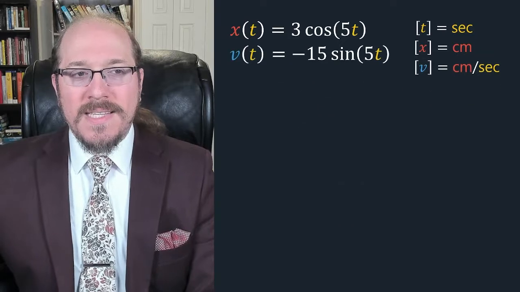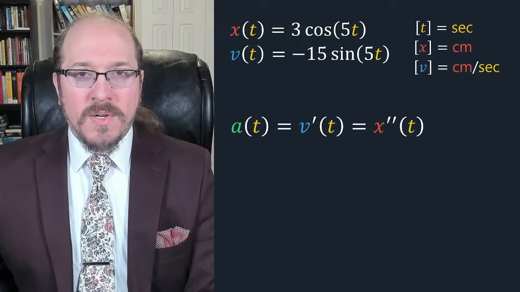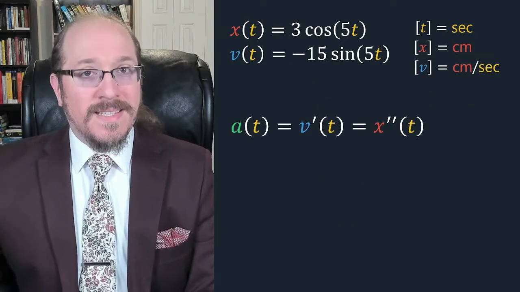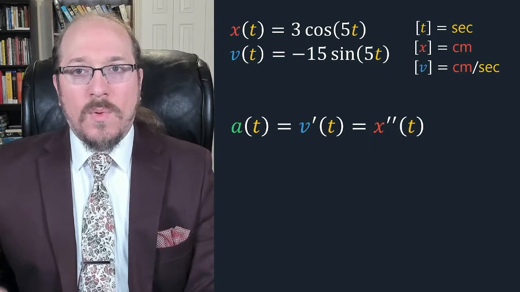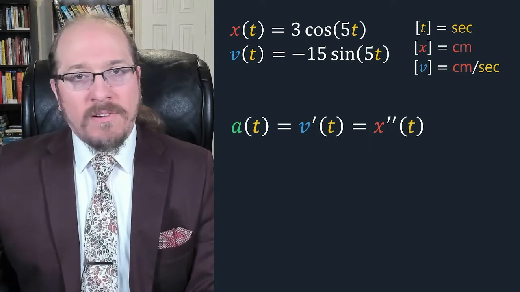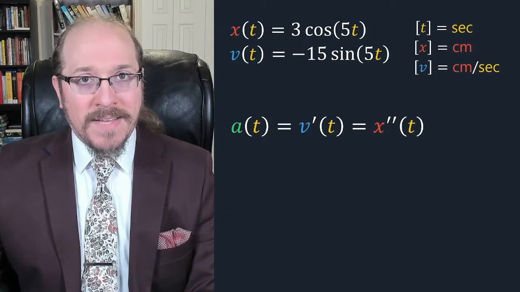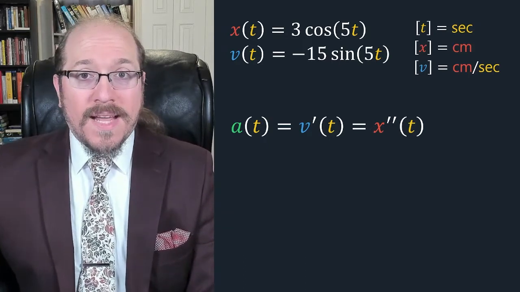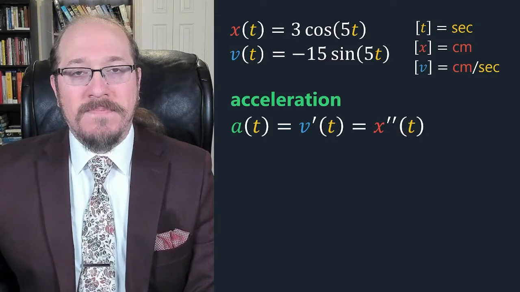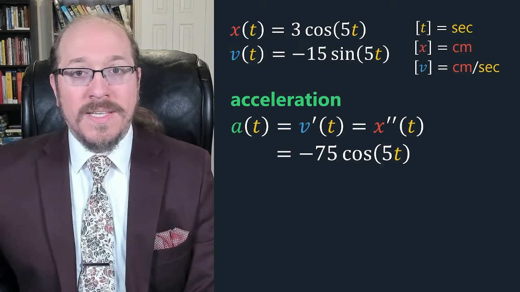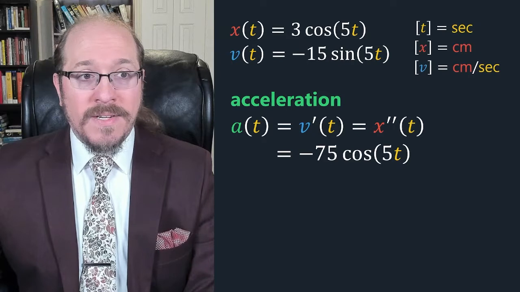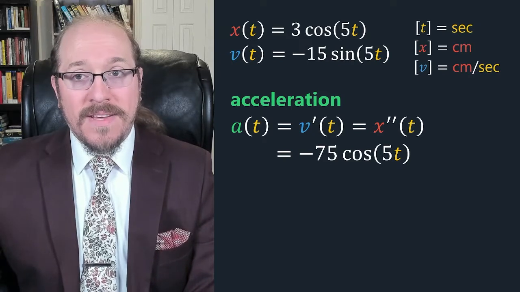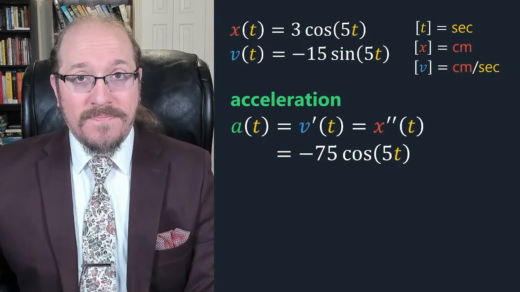Okay, let's take another derivative. The derivative of velocity, which is the second derivative of position, will tell us the rate at which the velocity is changing at any given time. It's the rate of change of the rate of change. That's what we call acceleration. And once again, using the chain rule, we get that the acceleration is -75 times the cosine of 5t.